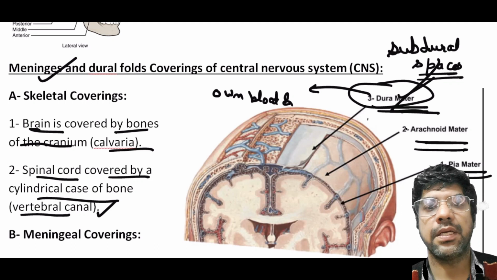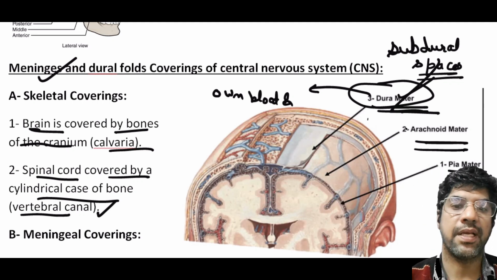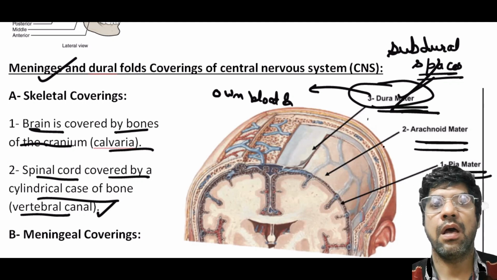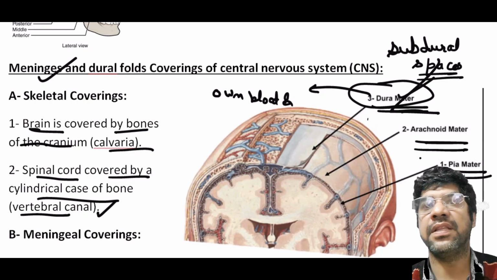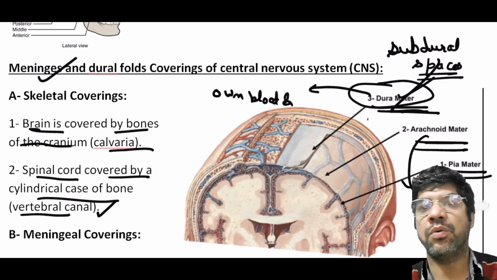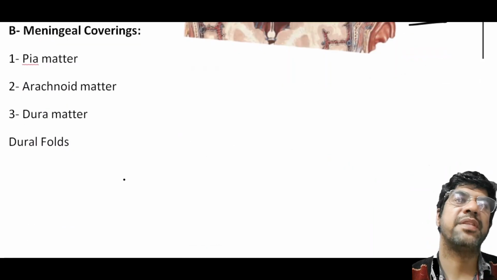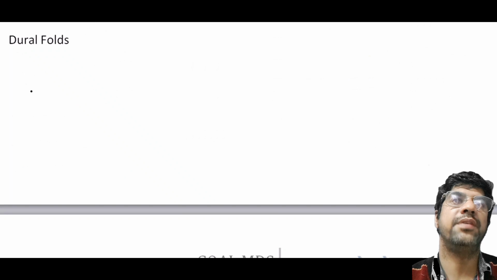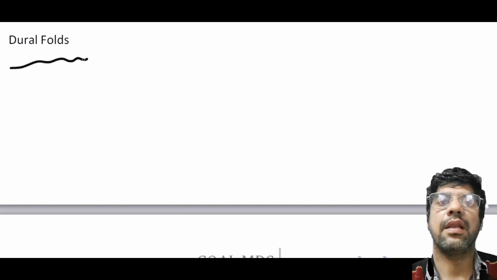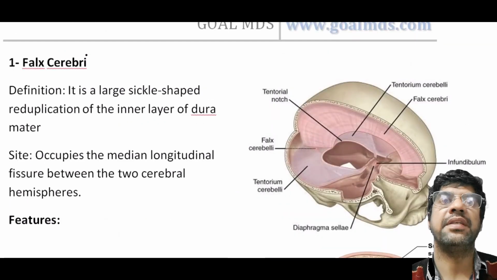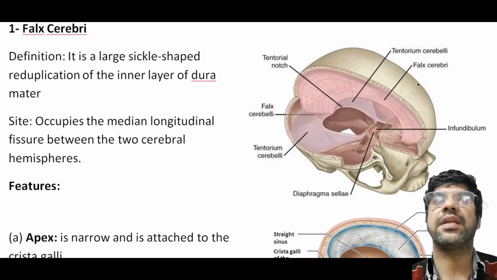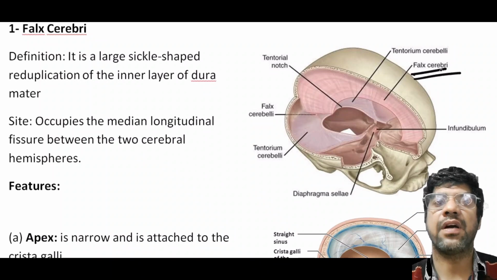The arachnoid mater is separated from the innermost layer, the pia mater, by a space filled with fluid known as cerebrospinal fluid. In the brain there are some specific folds. What are dural folds? Let us talk about them. The first is the falx cerebri.